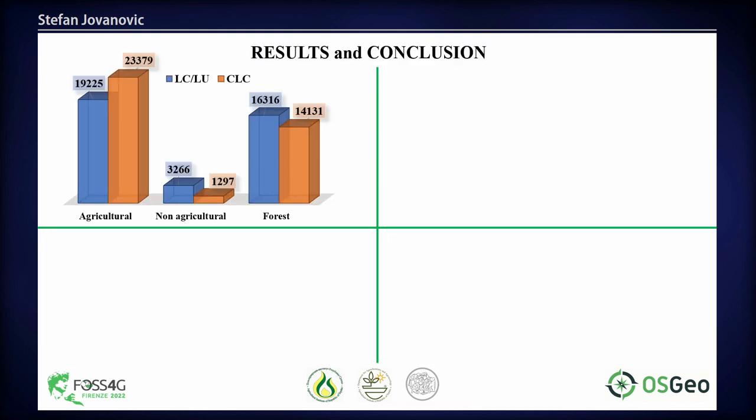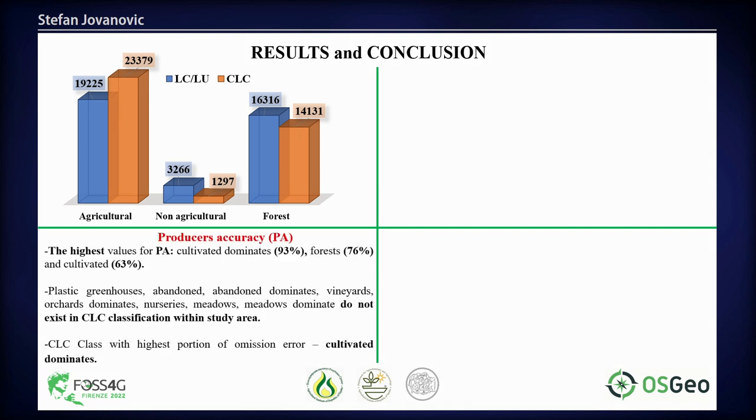So on the figure, you can see the proportions of the classes generated with these two maps. As you can see, Corine land cover has mapped significantly bigger area of agricultural land, which is first issue. Regarding producer accuracy for certain classes, cultivated dominates show the best results.